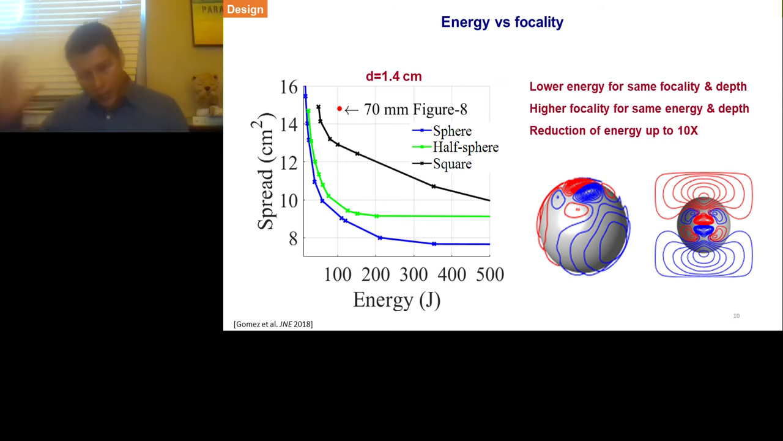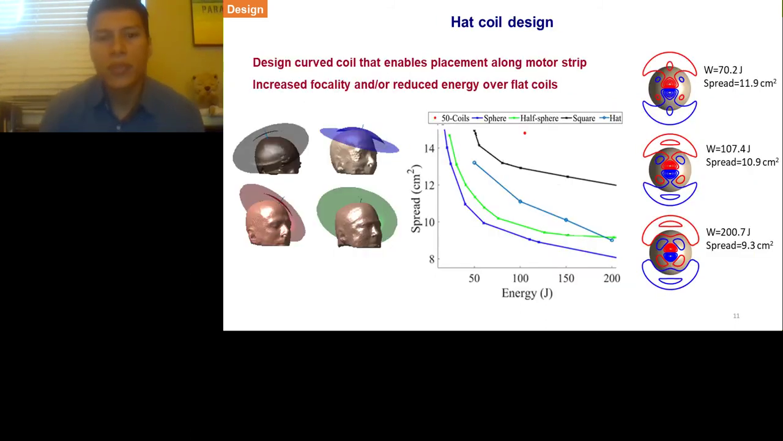However, when it comes to an experimental setting, placing a spherical coil on the head and placing it on different targets is quite difficult. And so this is not really a feasible solution. And so to deal with this, we came up with a hat-like shape. This shape was derived by using a number of subject MRIs and finding the maximal conformal shape that enabled placement anywhere along the motor strip. And here, its spread versus energy is better than that of the flat coils and slightly worse than that of the spherical coils. And so this hat coil shape enables us to maintain good energy trade-offs while achieving improved focality.